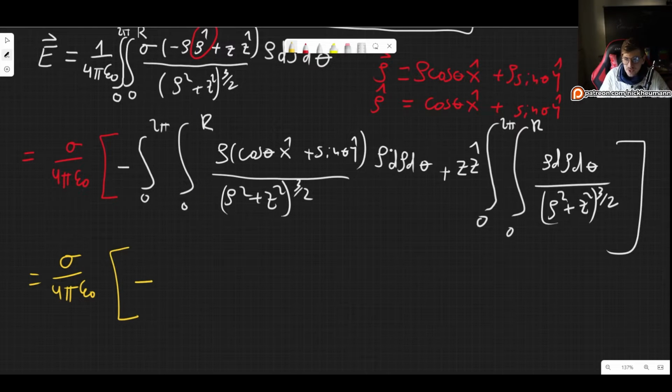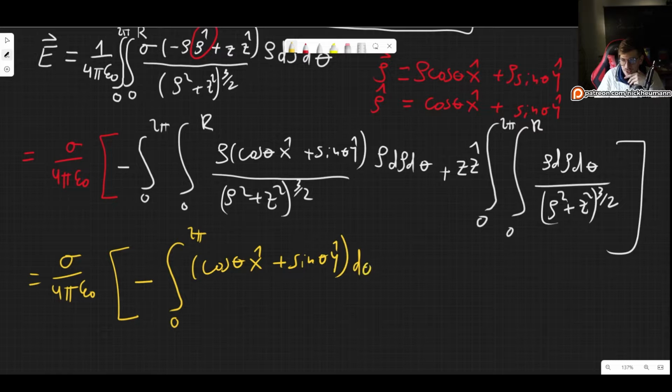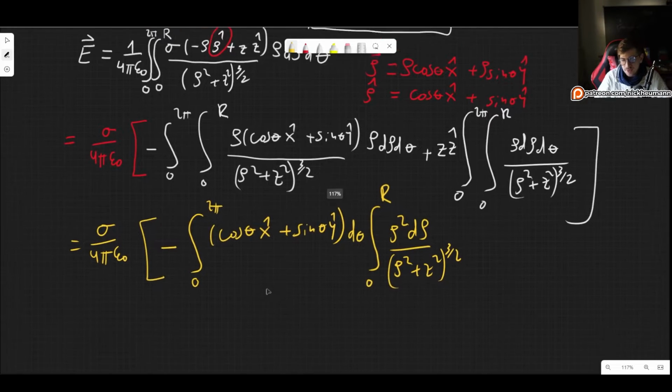Now let's separate the radial part, so the d rho, from the d theta. Thankfully, they are not intertwined. It's not like you have the cosine of theta times rho put together, so you can just separate it. So we have minus the integral from 0 to 2 pi of cosine theta in the x hat direction plus sine theta in the y hat direction d theta. And then we have the integral from 0 to R of rho squared d rho divided by rho squared plus z squared to the 3/2.